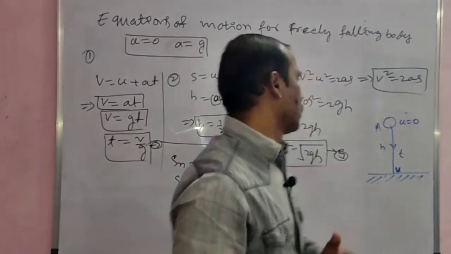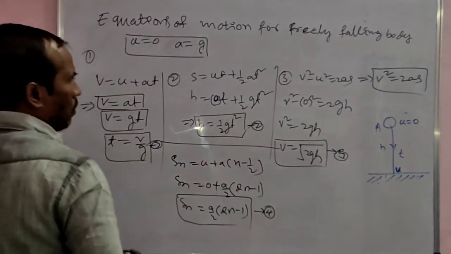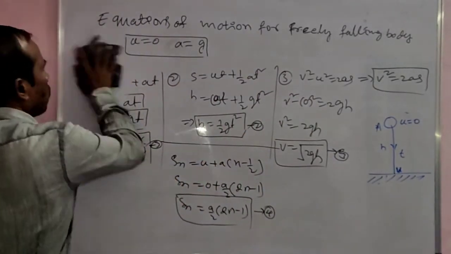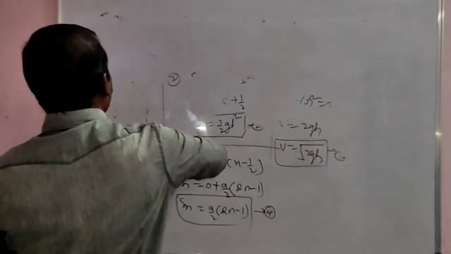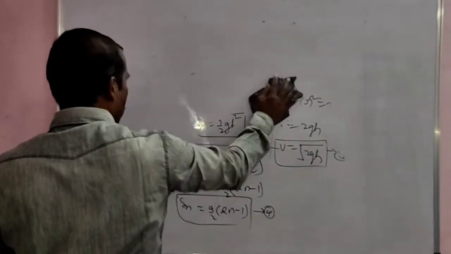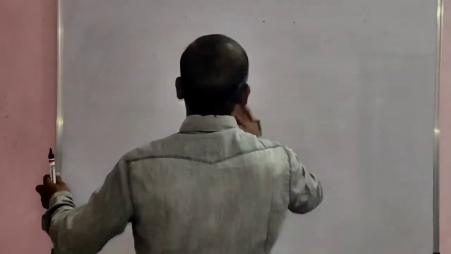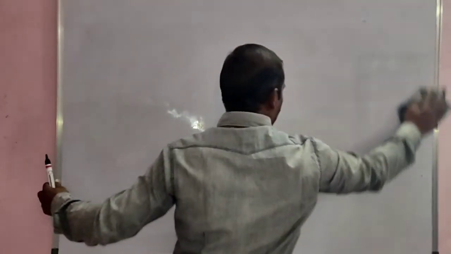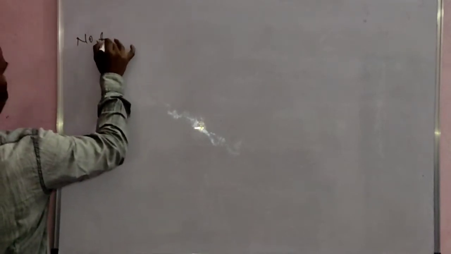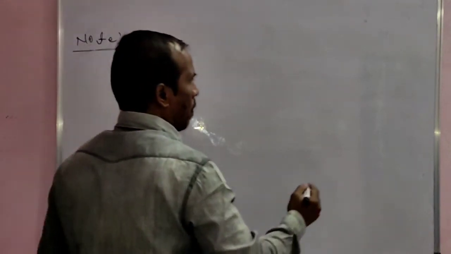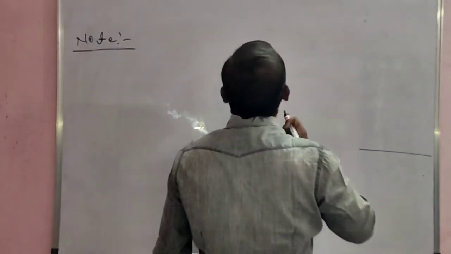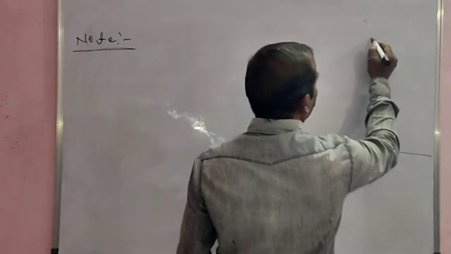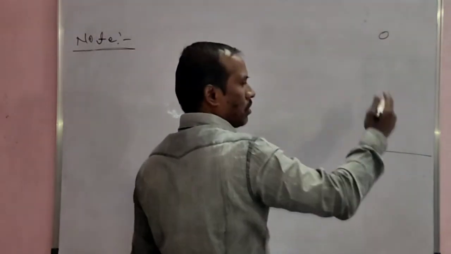Here, let's look at a simple application. Note this first of all. The ratio of distance covered by a freely falling body. Simply note this down here. Take a body at some height above the surface of the earth.